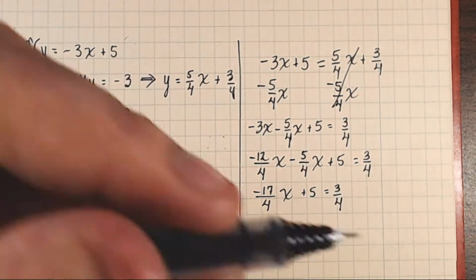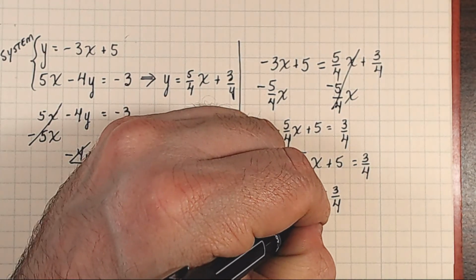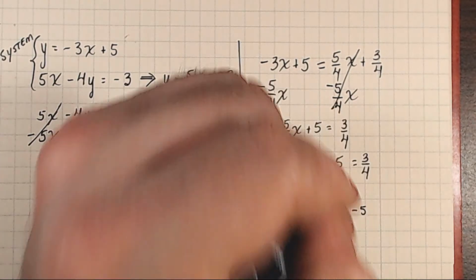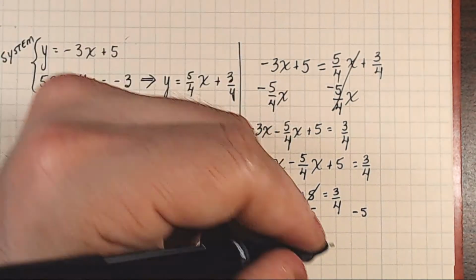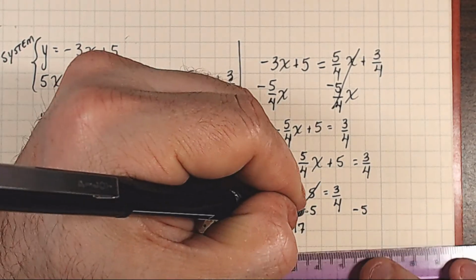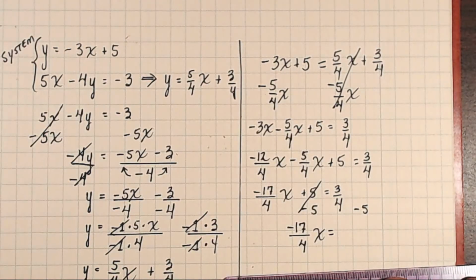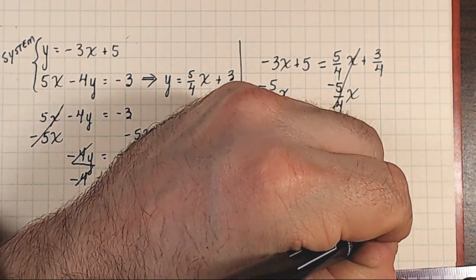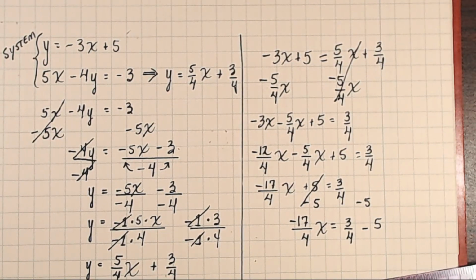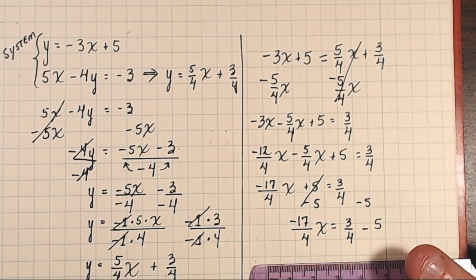Now I need to get rid of this plus 5. It needs to go over to the right side of the equal sign. So minus 5 on both sides. Plus 5 minus 5 cancels. So now I'm left with negative 17 over 4x equals 3/4 minus 5. So we're in this common denominator situation. I want to subtract 5 from 3/4, but I can't do that because they don't have common denominators.